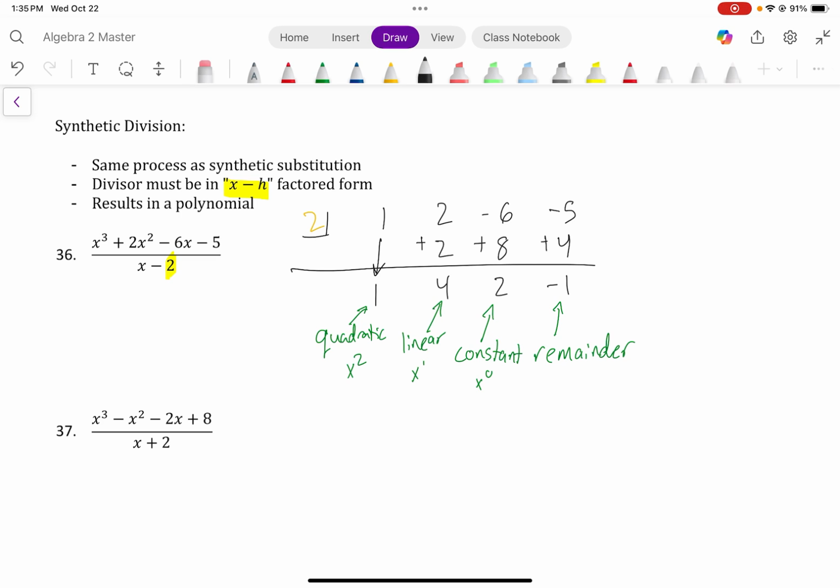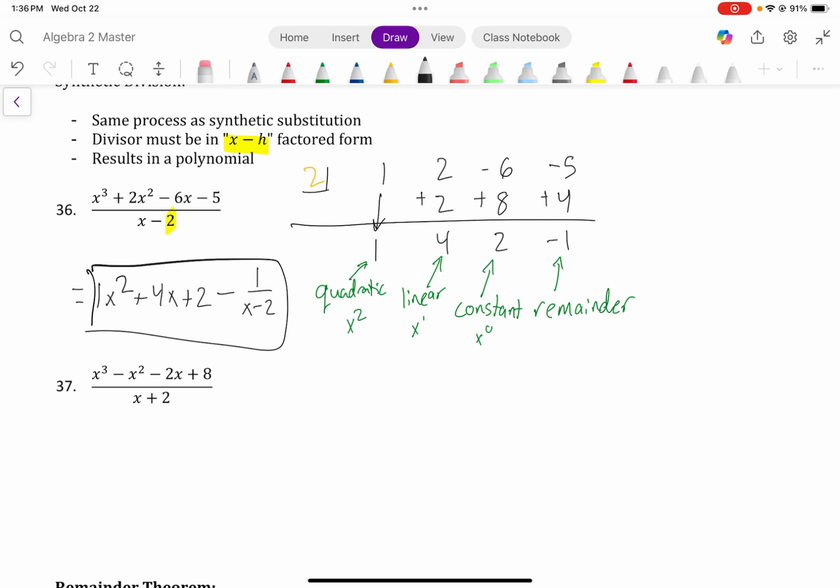So when I divide this out, I'm going to end up with 1x squared plus 4x plus 2, and then I have a remainder, which I write as a fraction. I could write plus -1 over x minus 2, but it's not wrong, it just feels wrong. So instead of writing plus negative, we just make it a subtraction problem, and that would be my final answer.